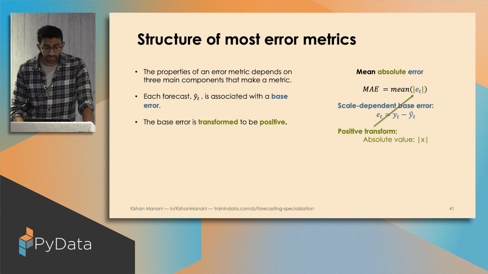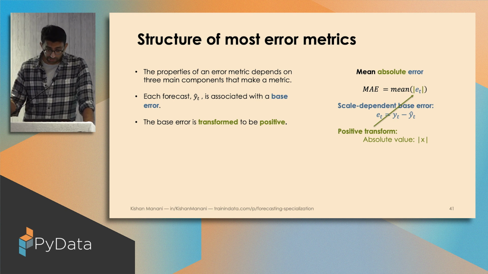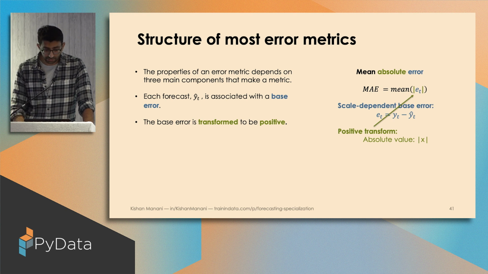You then apply a positive transform like the absolute value or the square because you don't want your negative and positive errors to cancel out when you apply the mean. So you make the error positive, and depending on what you use, your metric has different properties. The absolute value is less sensitive to outliers than the squared error. Squared errors typically optimize on the mean. Absolute errors typically optimize on the median, for example. So as you choose these different components, your error metrics will have different properties.